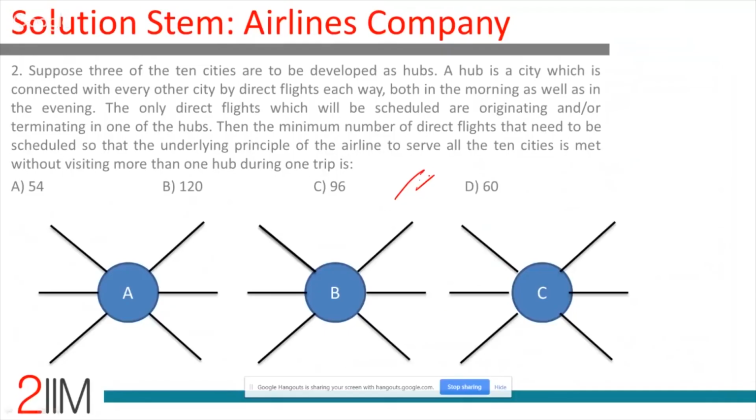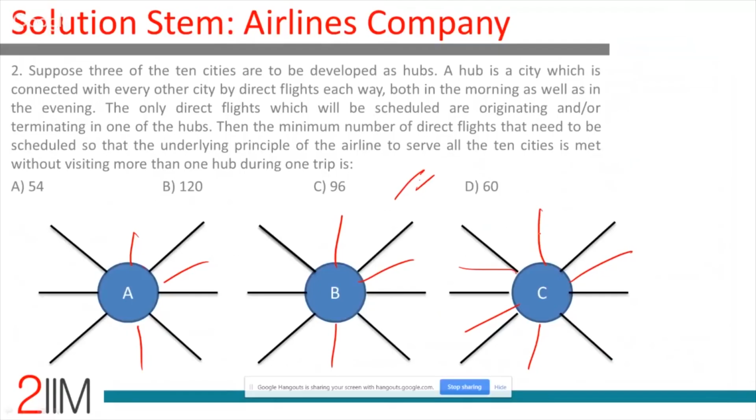But here we're going to take a detour. We're going to say, look, forget the underlying principle. Here we are talking about some hubs. Suppose 3 of the 10 cities are to be developed as hubs. These are the hubs A, B, and C. So flights go out from A, B, C. Many flights go from A, B, and C. So they are the starting points, and then flights go out from there, and then they come back here. I don't know how many are going to go, it's an arbitrary number of flights in and out.